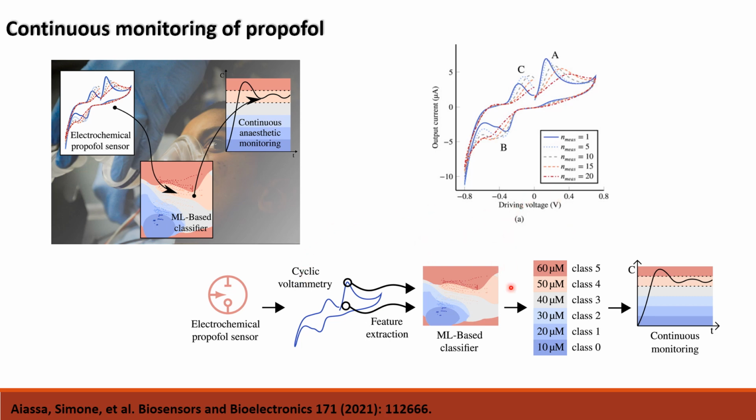Here, the SVM model can classify the data into classes of 10 micromolar, 20 micromolar, 30 micromolar, 40 micromolar, 50 micromolar, and 60 micromolar. After that, the model is able to predict the concentration of propofol continuously, like monitoring. This is the advantage of machine learning.